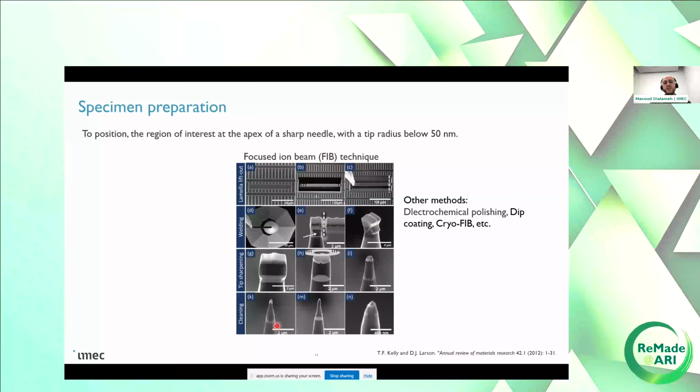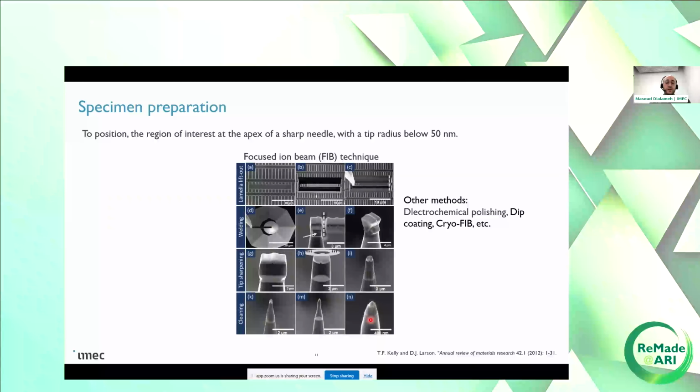So the final stage is actually to remove the damaged area by the FIB itself, or redeposition and so on. So we thin down the specimen using low energy ions. So in this case, we are sure that the damaged area, at least for certain materials, is only a few nanometer, and the core part of the specimen remains intact.